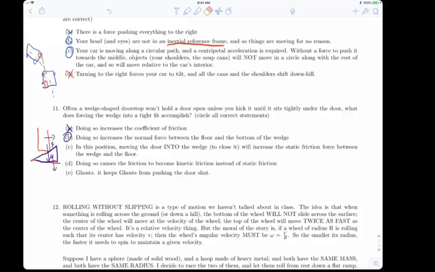So the way this goes is if the door moves this way, the door will have to push down on the wedge, and in pushing down on the wedge, it will also try to move the wedge that way. And then friction between the wedge and the floor holds it in place. So that's going to be true regardless and doesn't depend on us forcing the wedge in, I don't think.